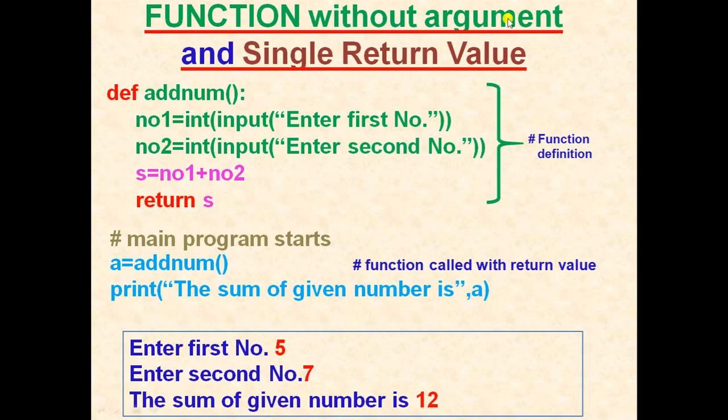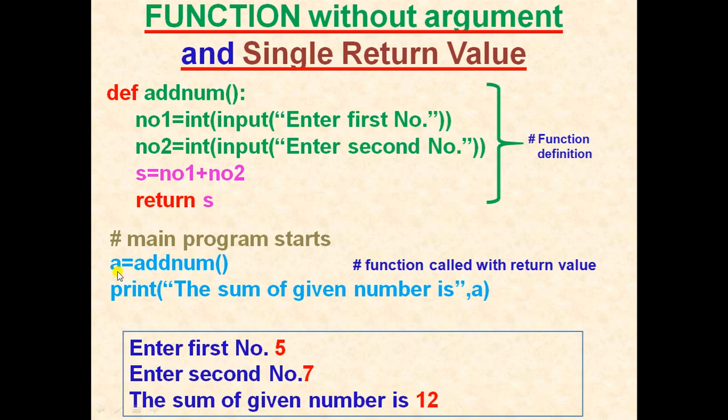Here is the function without argument and with a single return value. There is no argument in this function. It takes two inputs, number 1 and number 2, and adds number 1 and number 2 into S, and here the return statement is used. This return statement returns the addition to the calling point in the main program where the particular function has been called.